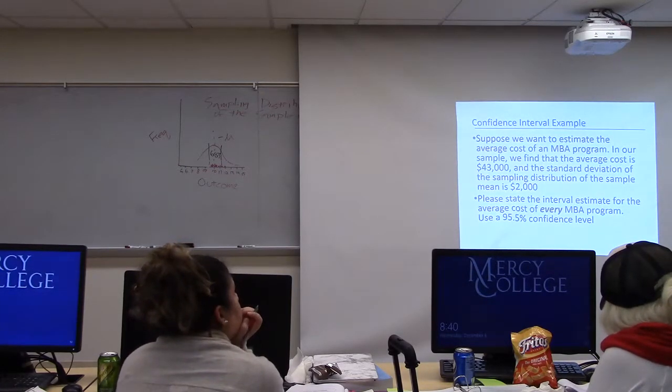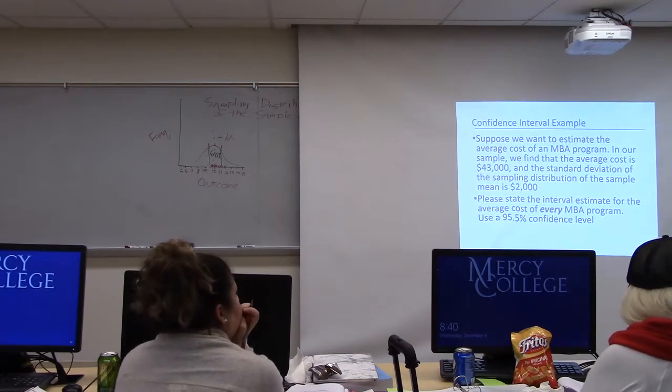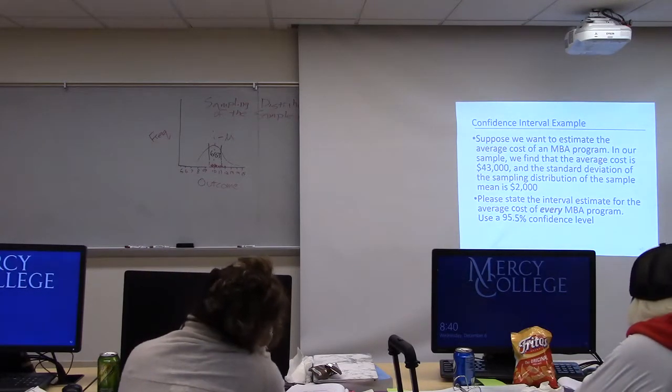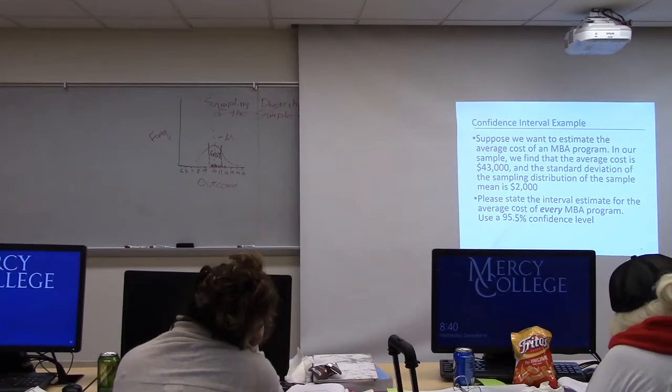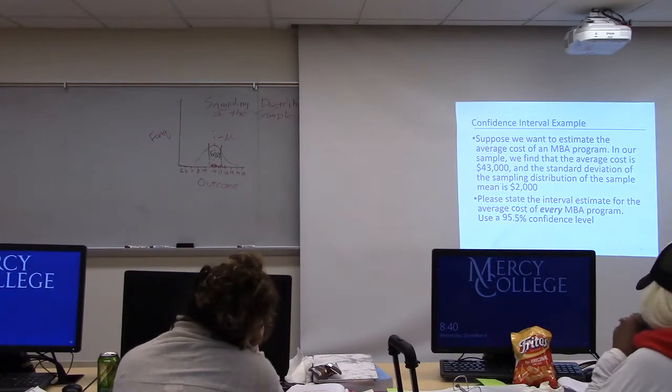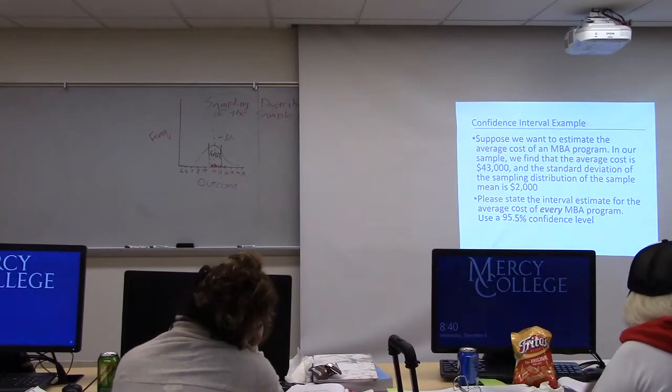Okay, that brings me to a specific example with confidence intervals. Let me just throw out this example and we'll discuss it. Suppose we want to estimate the average cost of an MBA program. We take a sample. We find that the average cost is $43,000 and the standard deviation of the sampling distribution of the sample mean is 2,000. Please state the interval estimate for the average cost of every MBA program. Use a 95.5% confidence level. See if you can give me the answer to that.